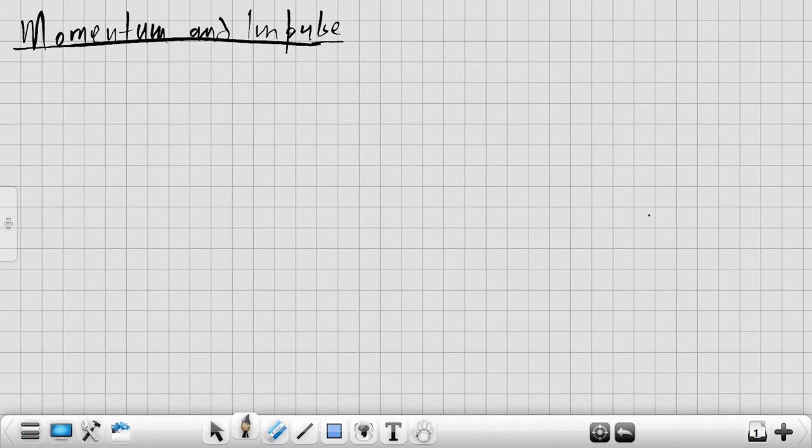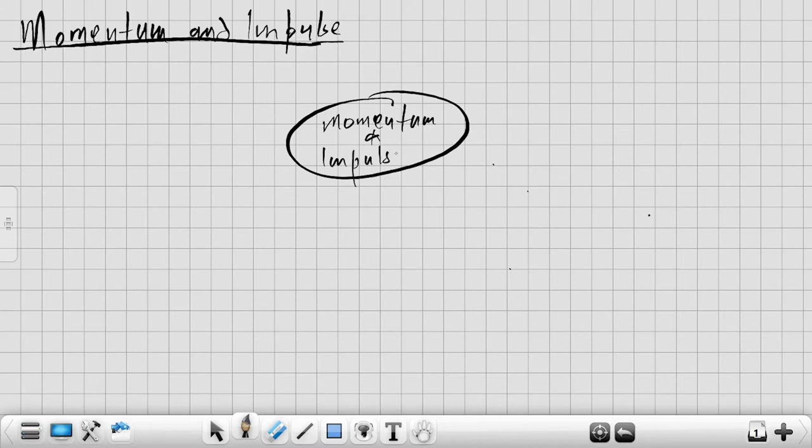So I usually start my lessons and topics at the center, and at the center, obviously, I will have momentum and impulse as my key topic. But before I can get into any detail further, I need to explain what is momentum. That should be the first key word that I'm looking for, because it clearly says momentum and impulse.